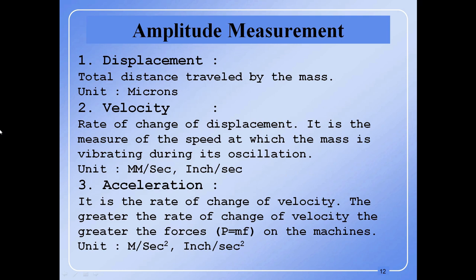Amplitude measurement. Displacement is the total distance travelled by the mass, unit is microns. Velocity is the rate of change of displacement. It is the measurement of the speed at which the mass is vibrating during its oscillation. Unit: millimeter per second, inches per second. Acceleration is the rate of change of velocity. The greater the rate of change of velocity, the greater the forces on the machine. Unit: meters per second square or inches per second square.